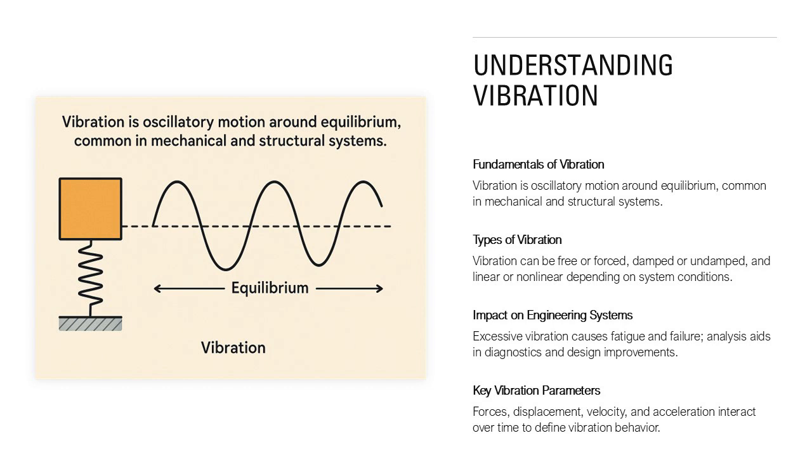Vibration can be free or forced, damped or undamped, and linear or nonlinear. Free vibration occurs when a system oscillates without external force after an initial disturbance, while forced vibration happens when an external periodic force drives the system. Damping is the mechanism that dissipates energy, reducing amplitude over time. Understanding these principles is essential for engineers to design systems that minimize harmful vibrations and optimize performance.